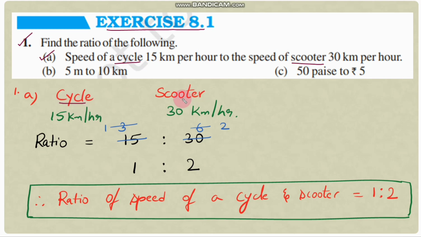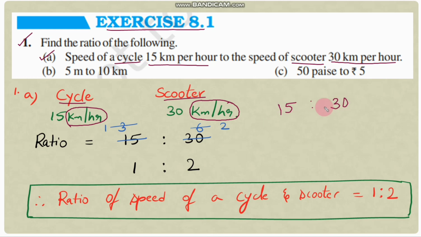So the speed of the cycle is 15 km per hour, and the speed of the scooter is 30 km per hour. If we look at the units, here it is km per hour and here also km per hour. Since both units are the same, we can do the ratio. For the ratio, the comparison is between cycle and scooter, so we put the speed of the cycle first and then the speed of the scooter, and we write the symbol for is to. So 15 is to 30.